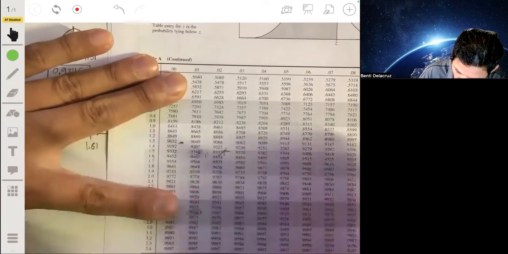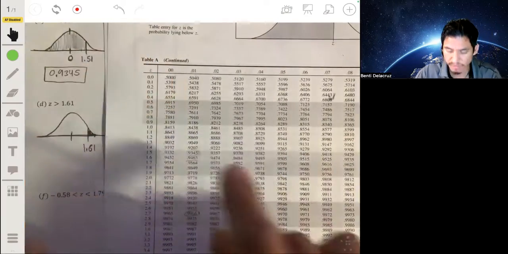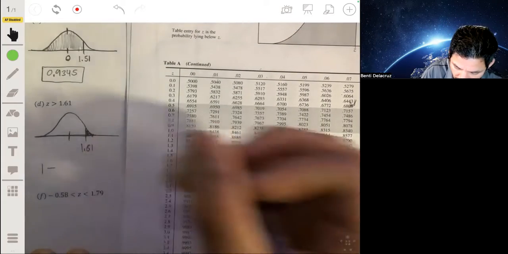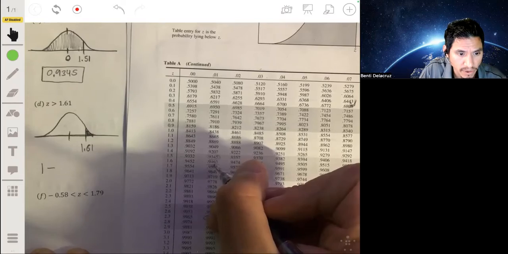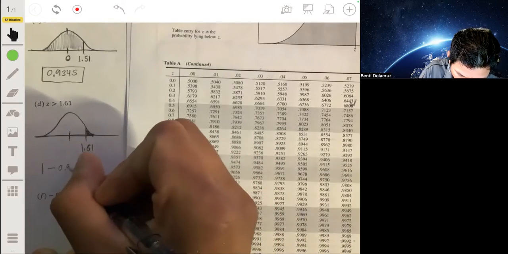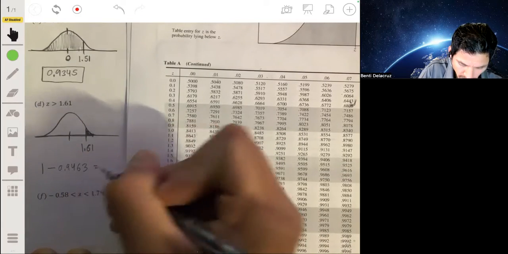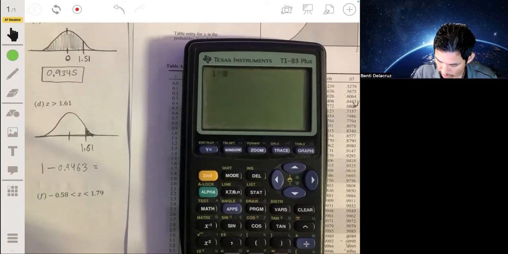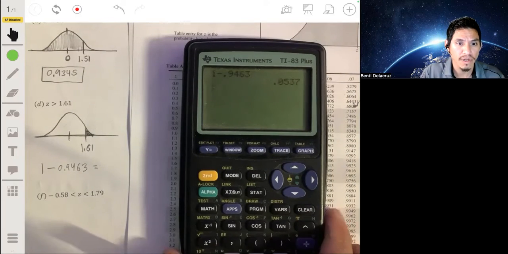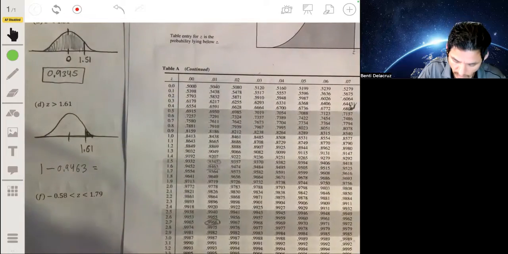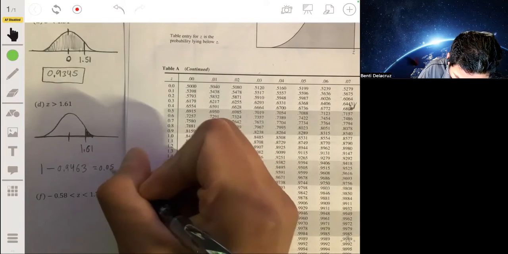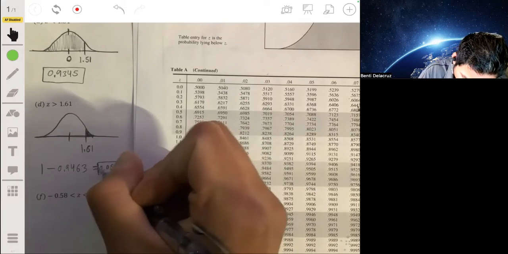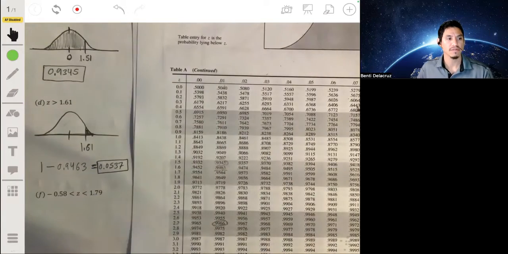But since the total area adds up to 1, you just subtract 0.9463. Let me erase this so it's a little more clear. If you just subtract that from 1, then that's going to give you what that area is. So we do 1 minus 0.9463. And that area would then be about 0.0537. And there's more than one way to do this. That's just one of the methods.